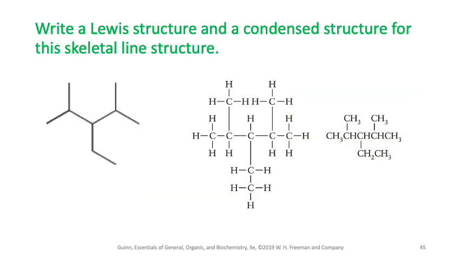So let's do one more problem on this. Write a loose structure and a condensed structure for the skeletal line structure. Till now, if we already had a loose structure drawn, we learned how to write the line structure. Now the line structure is already given, and we have to write the loose structure as well as the condensed structure. So let's start with the line structure. Pick one end and then follow the bond.